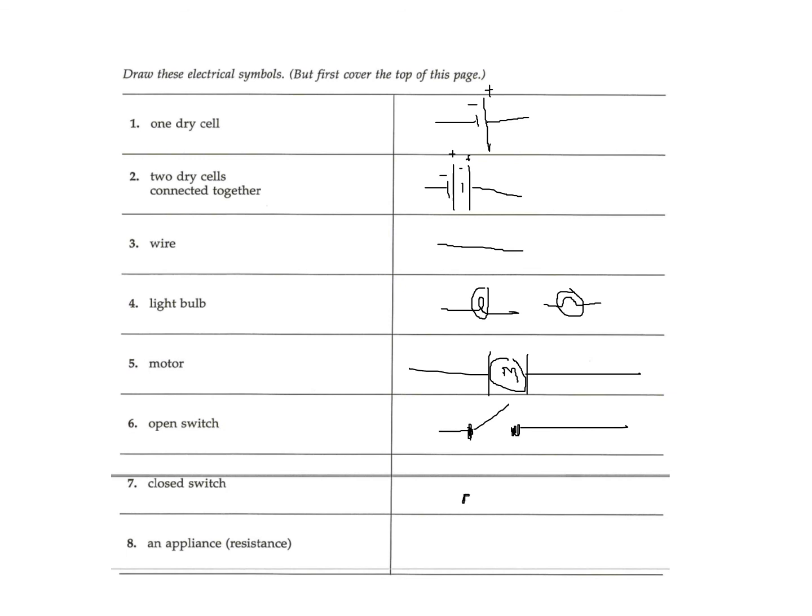If I have two dots, and then draw the line like that, that's my switch closed. And appliances are going to have teeth, just like teeth, like that. Okay? Good.